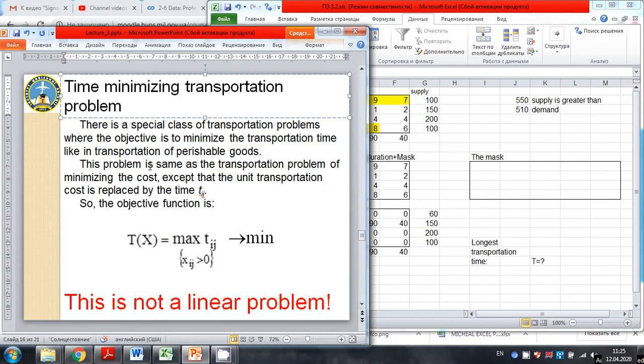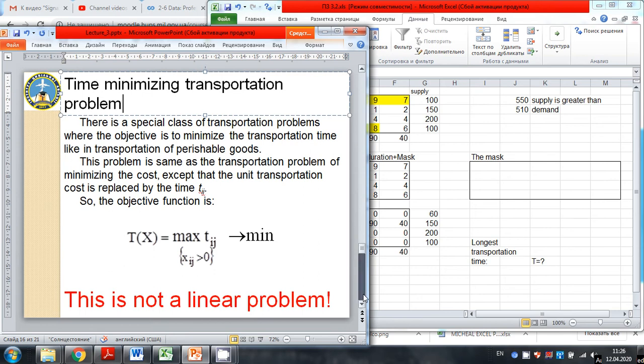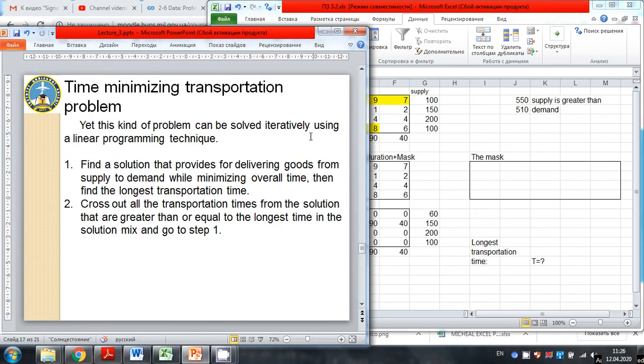So the objective function becomes: the maximum transportation time is to be brought to the minimum. Unfortunately, we've got bad news here. This is not a linear problem. But the good news is that this kind of problem can be solved iteratively using a linear programming technique, the same linear programming technique we've been using since the beginning.